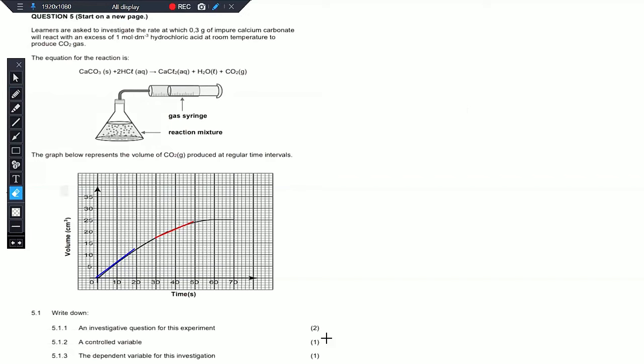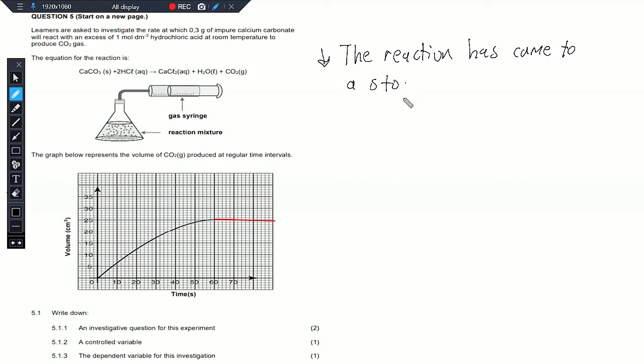Between 60 seconds and 70 seconds, we can see that our graph now starts to become a constant graph, so no longer increasing, which obviously we know the conclusion to this. This means that the reaction has come to completion. The reaction has come to a stop.